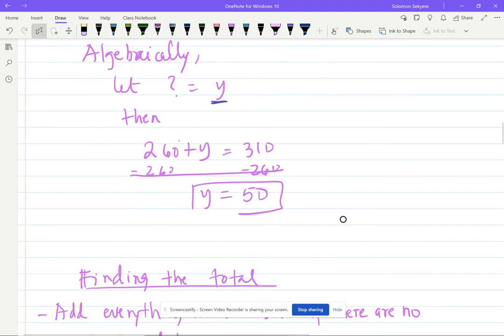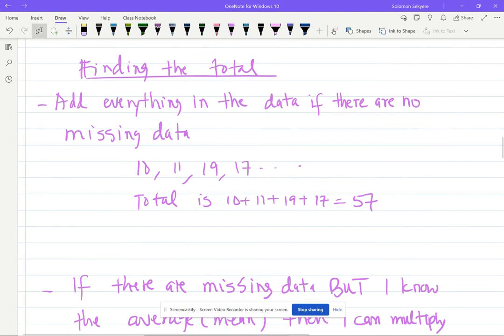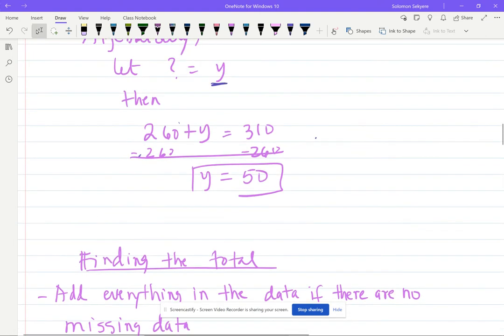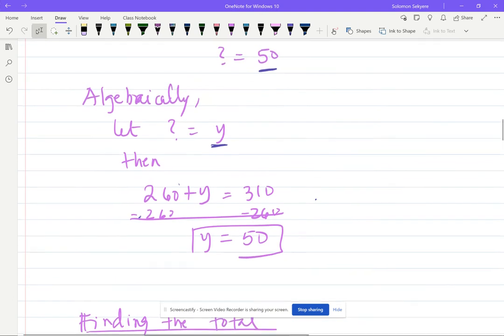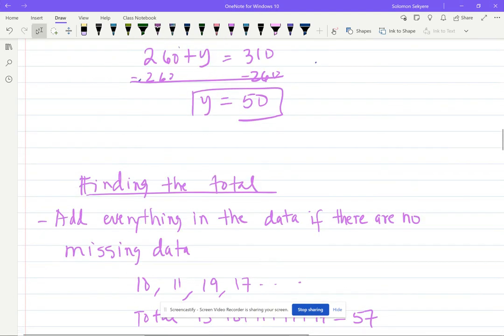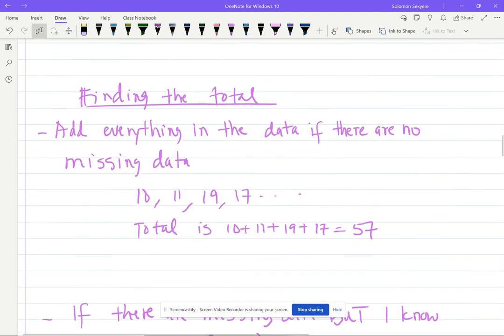And you remember, I've taught you this. How do you solve it? You group all your like terms. So you remove the 260 to that side, you subtract from both sides, and then y is 50. Okay, so if I know the total, I can find a missing number from the data.